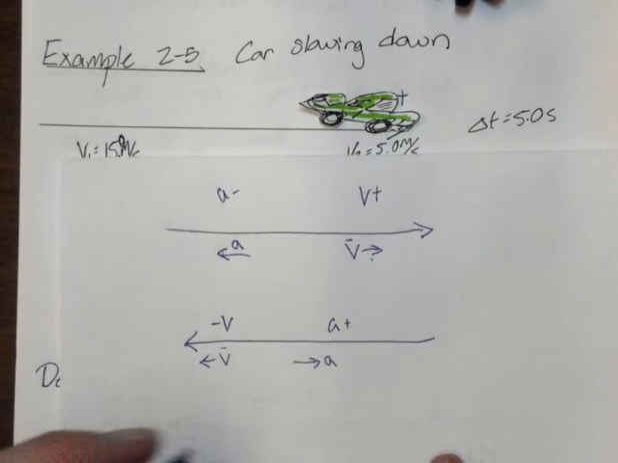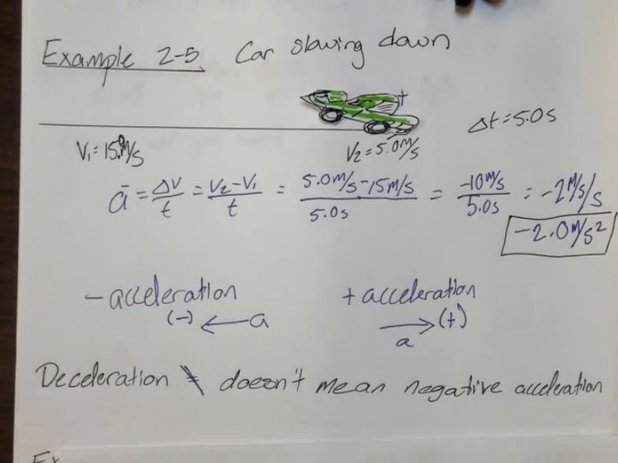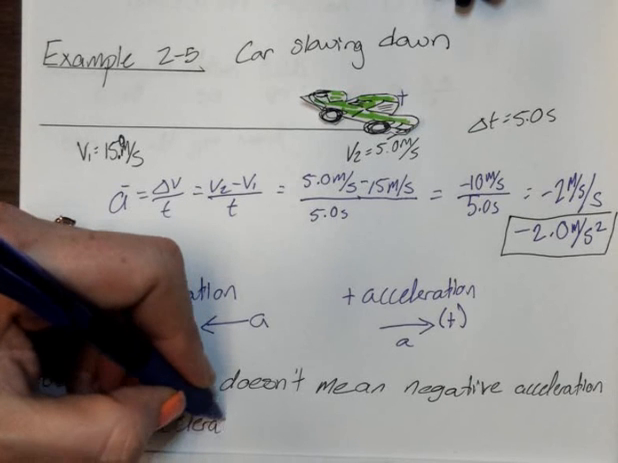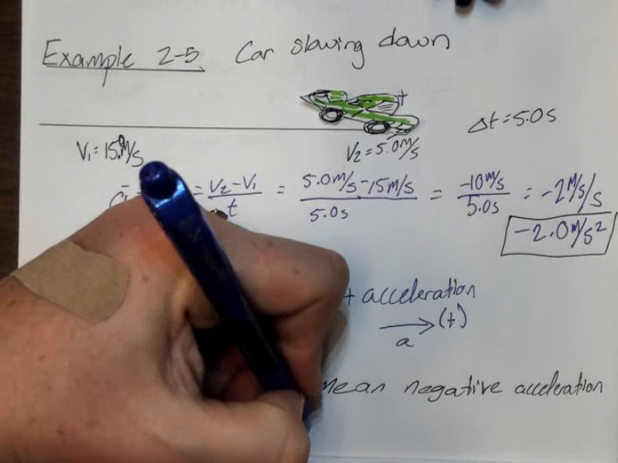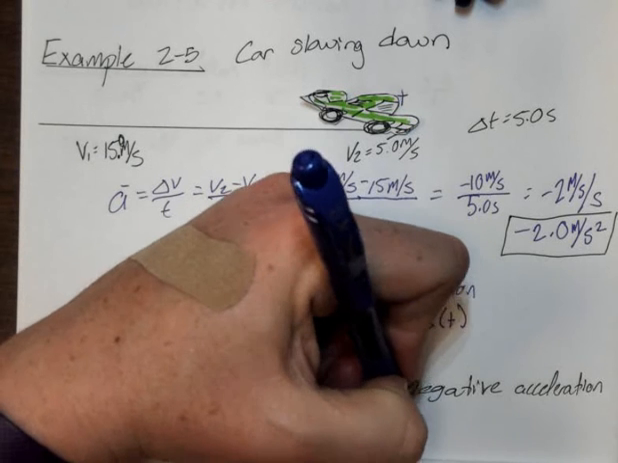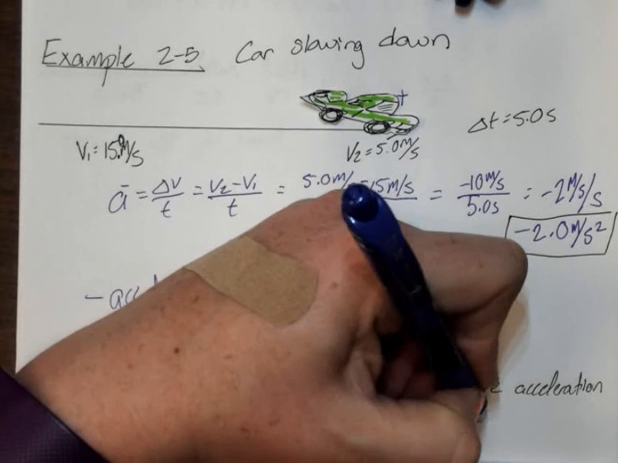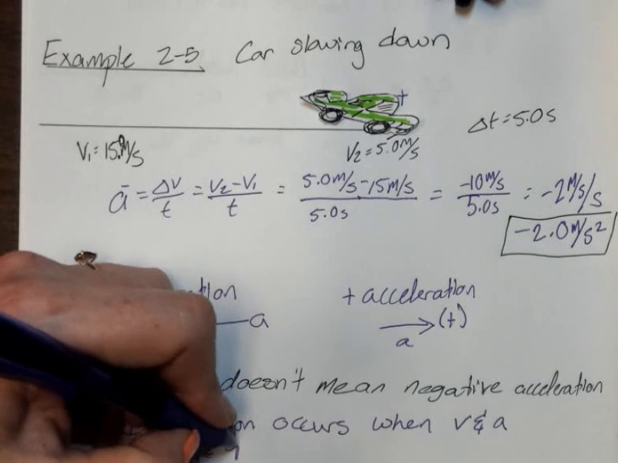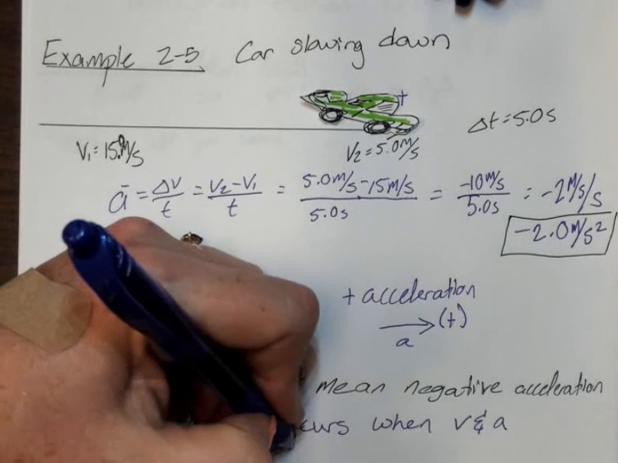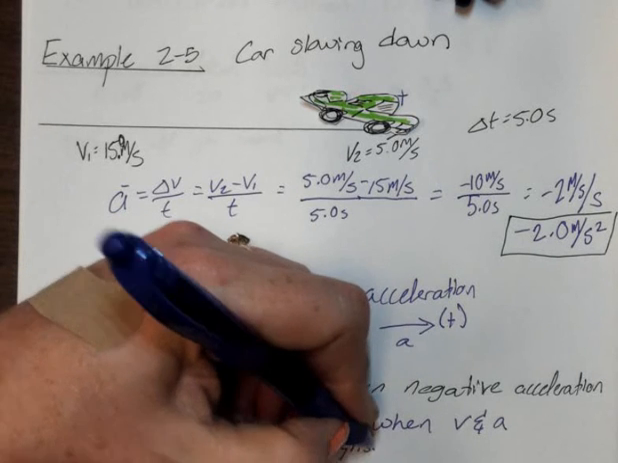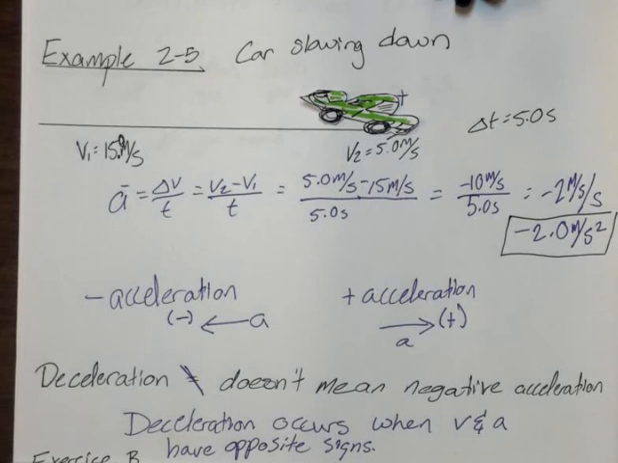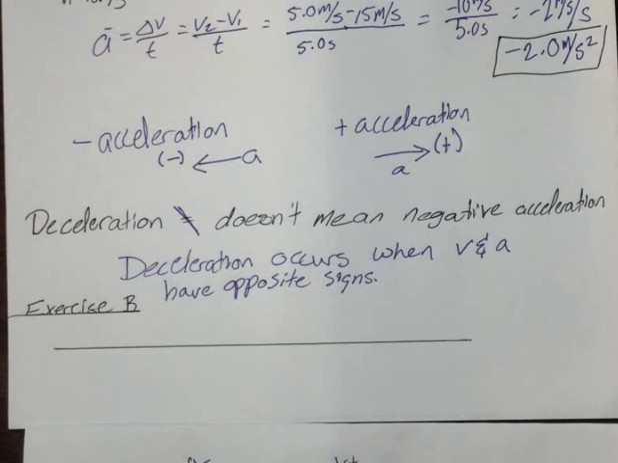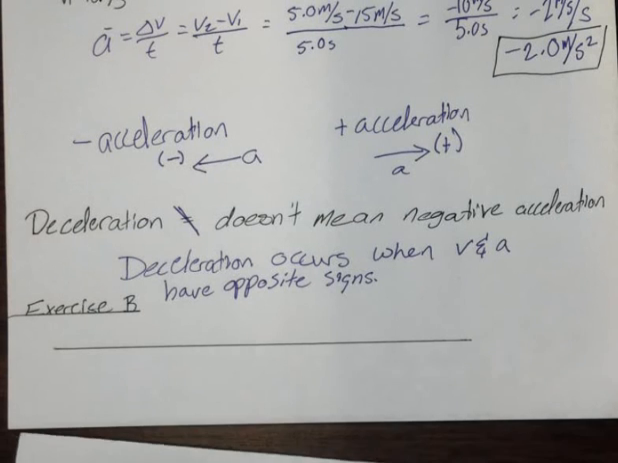So one thing that we could say is that deceleration occurs when velocity and acceleration have opposite signs. That would be a deceleration. So let's take a look at exercise B, which is just another close look at exactly what we've done here.